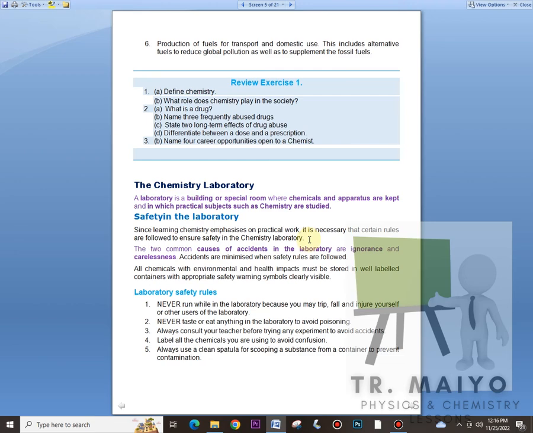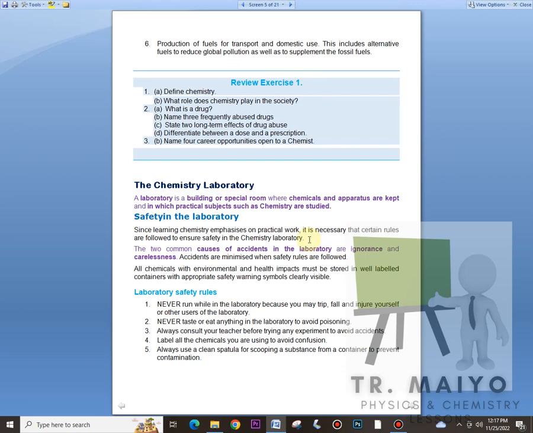Always consult your teacher before trying any experiment to avoid accidents. Now I committed the third one. I never consulted anybody. I just did. Nikatandikwa vibaya sana. And I am here to repay back. Ukifanya mchezo na kutandika vibaya sana.